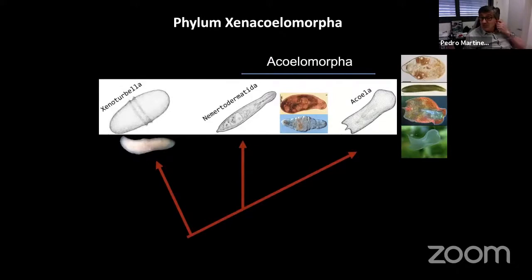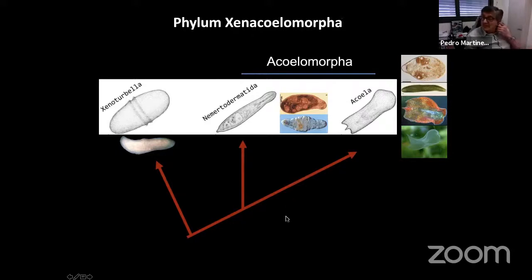Xenacoelomorphs are a monophyletic group of animals, which is composed of three major clades. One is called Xenoturbellids, another is called Nemertodermatids, and a third is called Acoels, acoel flatworms. These last two form what's called the Acoelomorpha.